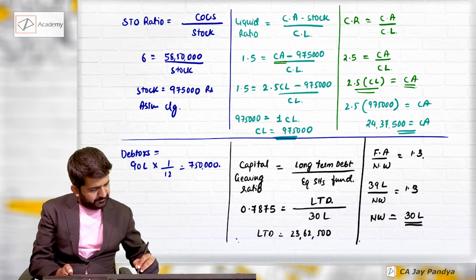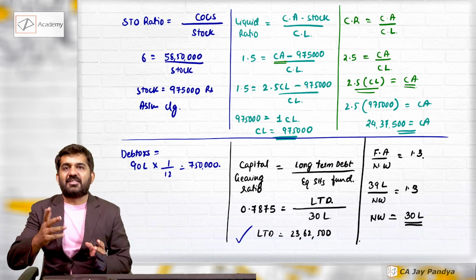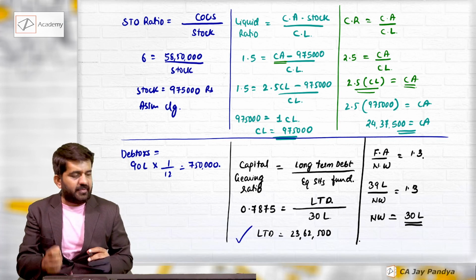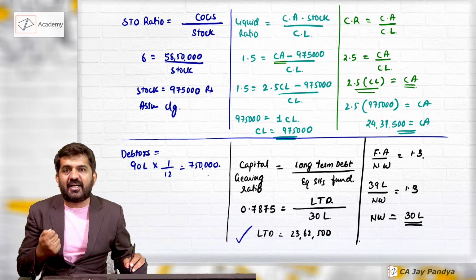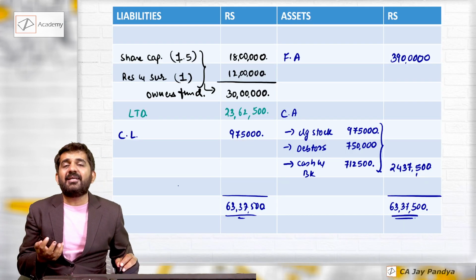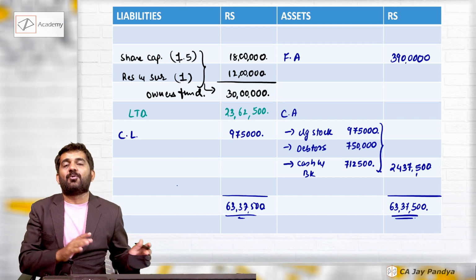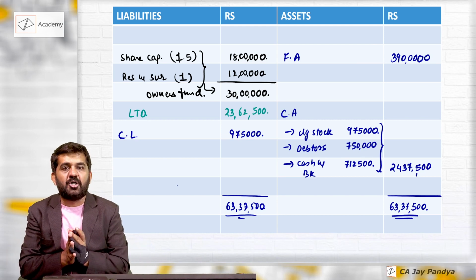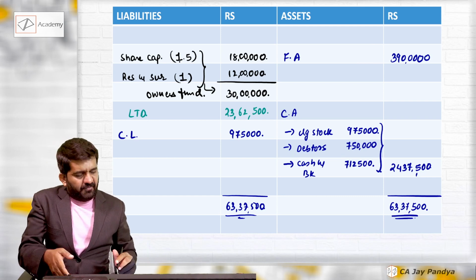So even if this ratio was not given, we could have easily found out the answer by balancing figure. We could have got long-term debt by balancing figure. But this question is drafted in an excellent manner. Why? Because the balance sheet tallies. Many a times it happens that some of the ratios you need to ignore. Then only the balance sheet will tally. Otherwise the balance sheet will not tally. But an excellent drafted question as far as financial ratio analysis is concerned.